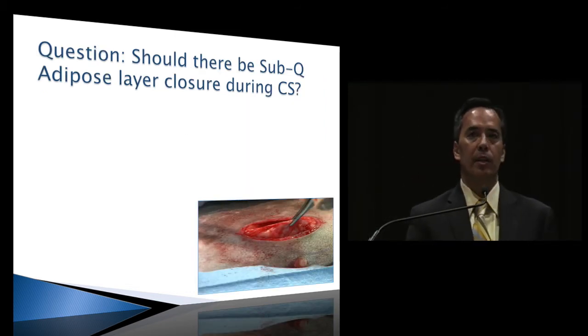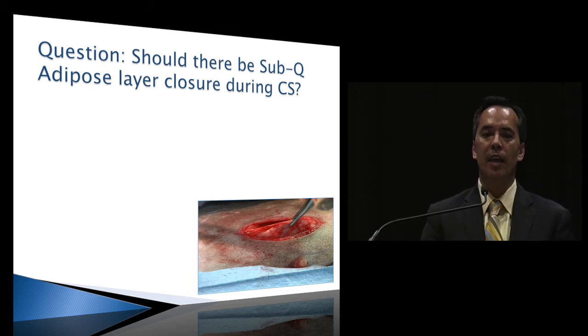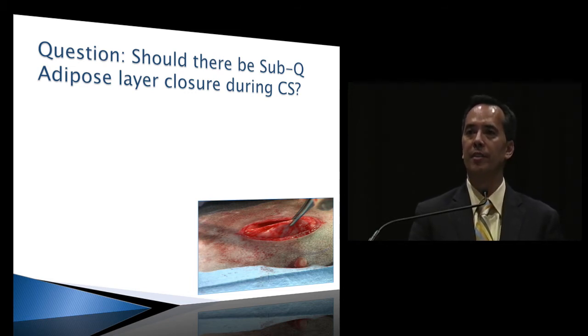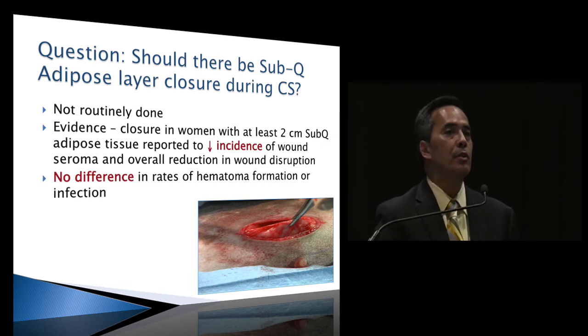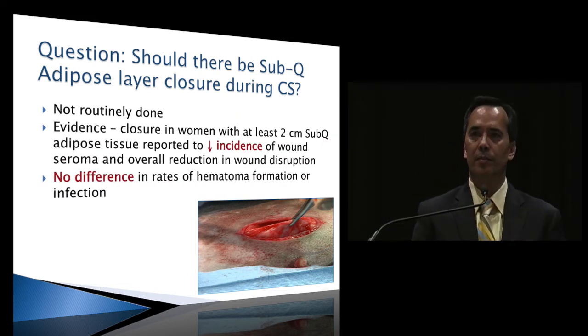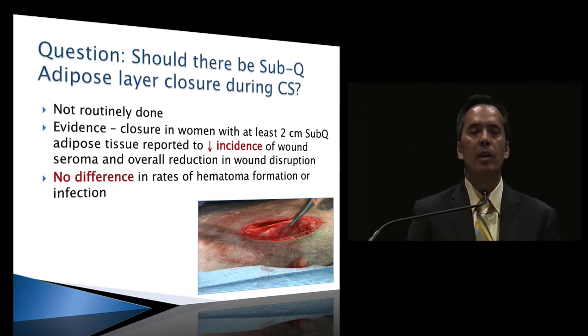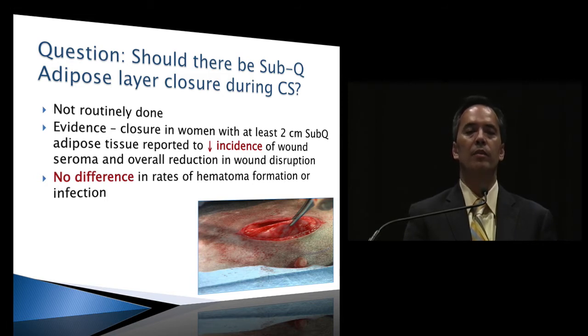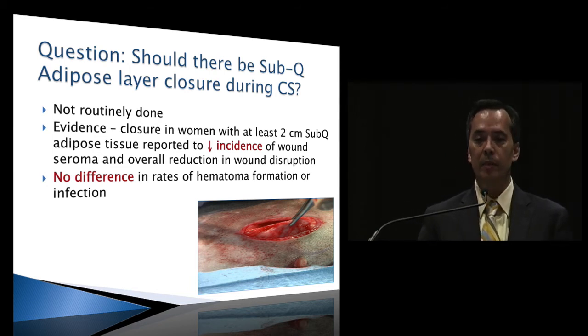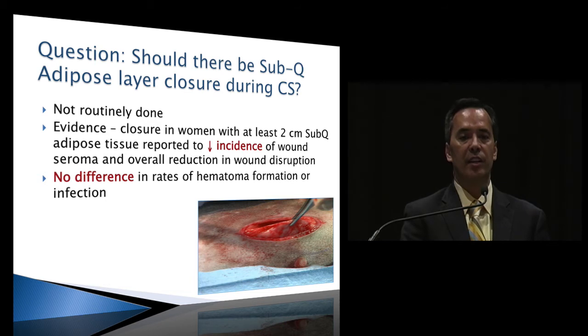So, question to the audience. Should there be subcutaneous adipose layer closure during cesarean section? Absolutely. It's not routinely done, although I think it's getting to be done more frequently. There is evidence that if you do closure with at least 2 centimeters of subcutaneous adipose tissue, you can decrease the incidence of seromas and decrease the overall wound disruption. But there is no difference in the rates of hematoma formation or infection.